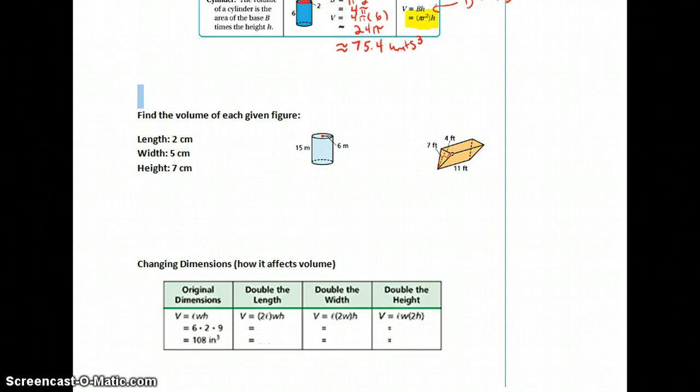I want you to hit pause, and I want you to do the next 3 examples on your own. When you have finished, go ahead and resume. I must caution you first. First one is a rectangular prism, so make sure that you're following the correct steps on that one.